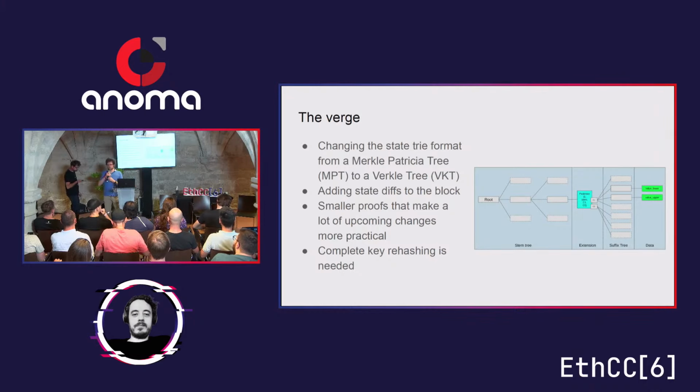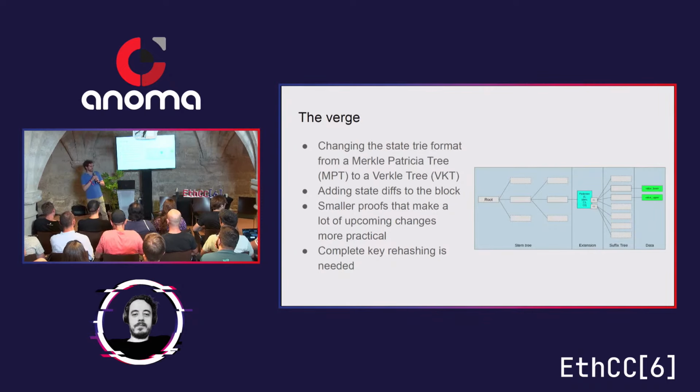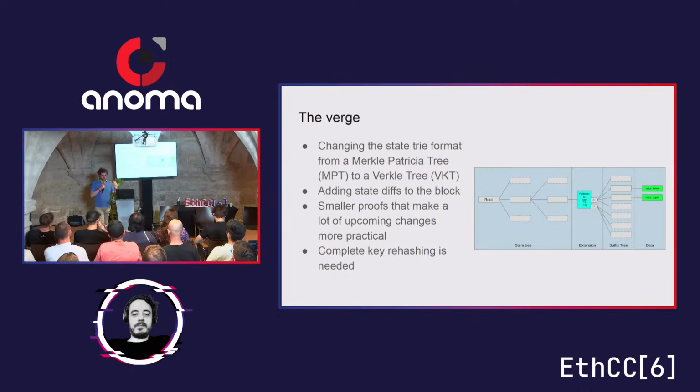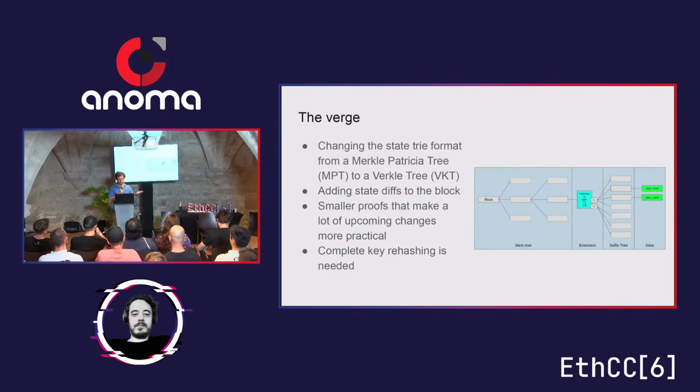Right, so the Verge is about changing the format that Ethereum stores its data in. And we want to switch from a structure called the Merkle-Patricia tree into a Verkle tree. I've made many presentations about the structure of the tree, ad nauseum really, so for this presentation I will only focus on how the fork happens, how the conversion happens from the MPT to the Verkle tree.